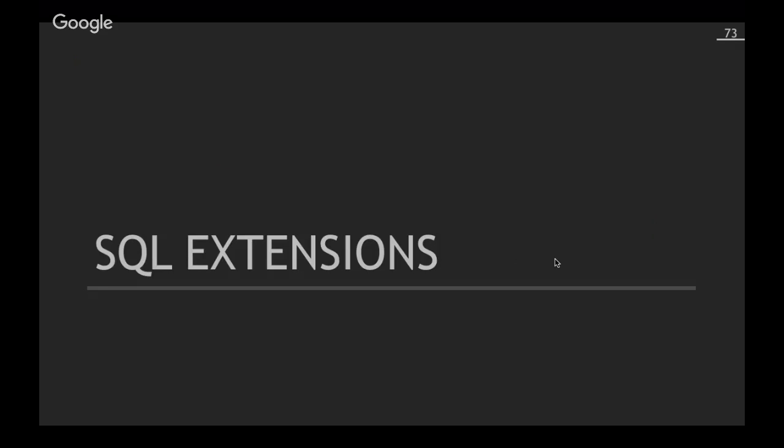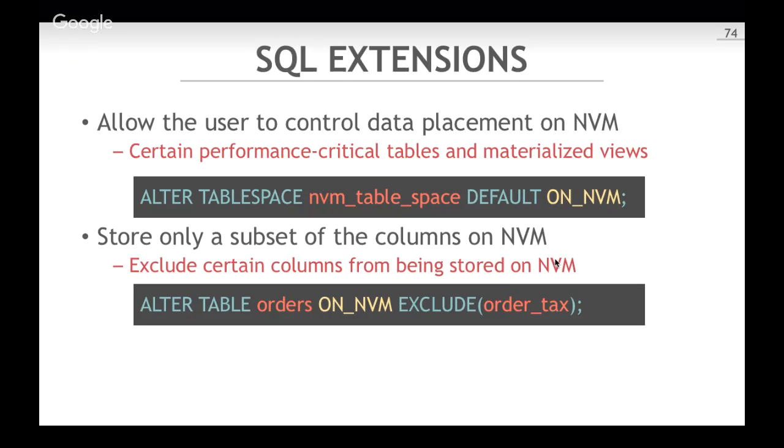So now the next thing we can talk about is extensions you can add to SQL to allow a database administrator to provide more information to the underlying database system to say where it actually wants to store data and how it wants to actually use NVM. These don't actually exist in the standard yet, but these are just some proposals that people have put out there to say how a human can control what the database system actually does with data.